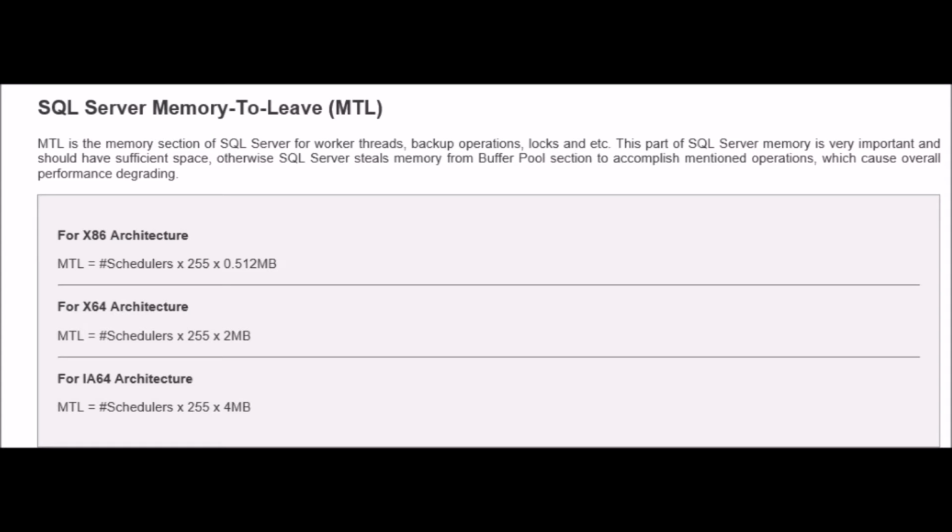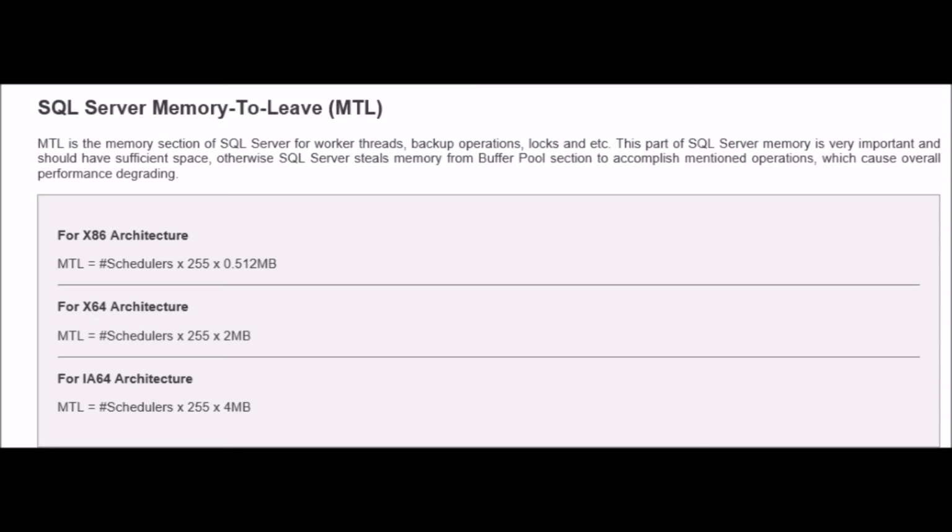So MTL, we need to calculate based on the schedulers, how many CPU cores SQL Server is using, times 255, times the memory usage that is based on the architecture. So if we are using 64-bit, for example, 4 cores times 255 times 2 MB. Then we will come out with the MTL.